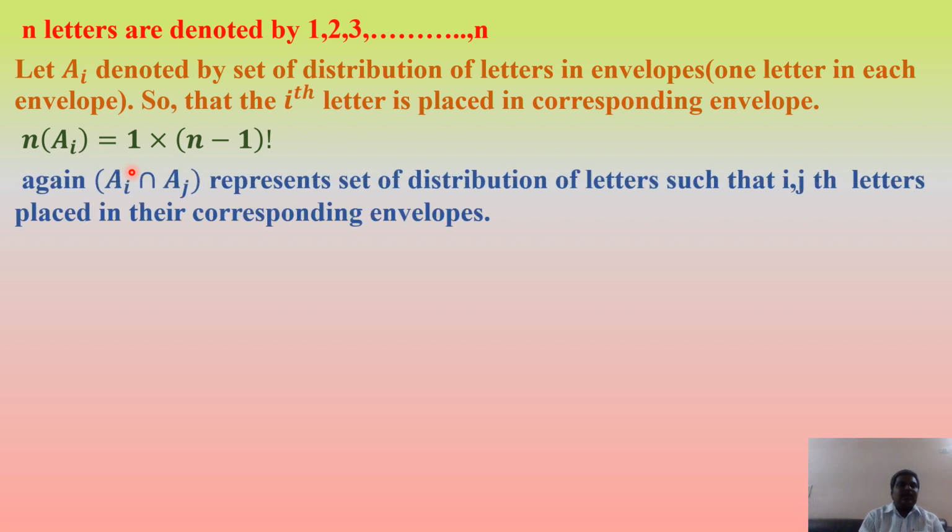Again, Ai intersection Aj. This is the set. What is this? Ai intersection Aj represents the set of distributions of letters in envelopes such that the ith and jth letters are placed in their correct envelopes. The ith letter goes to the correct envelope as well as the jth letter goes to the correct envelope. In the above case, just the ith letter goes to the correct envelope. i means i runs from where to where? 1 to n.